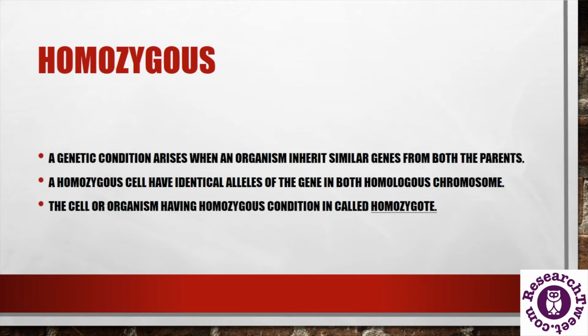Now let's understand the word homozygous. The word homozygous is made up of two words, homo and zygous. Here the word homo means same and zygous means zygote. Thus the word homozygous refers to the cell that has two similar alleles for a particular trait. Basically, homozygosity is a genetic condition in which individuals inherit the same alleles from both parents, which means that a homozygous cell has identical or similar alleles for a specific trait. The cell or organism having the homozygous condition is known as a homozygote.